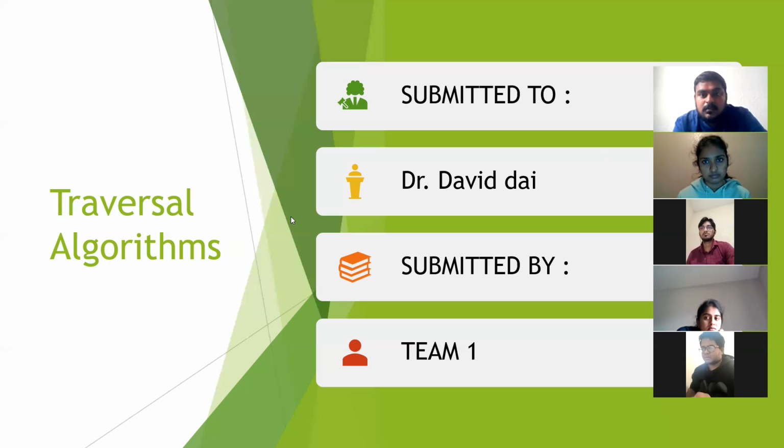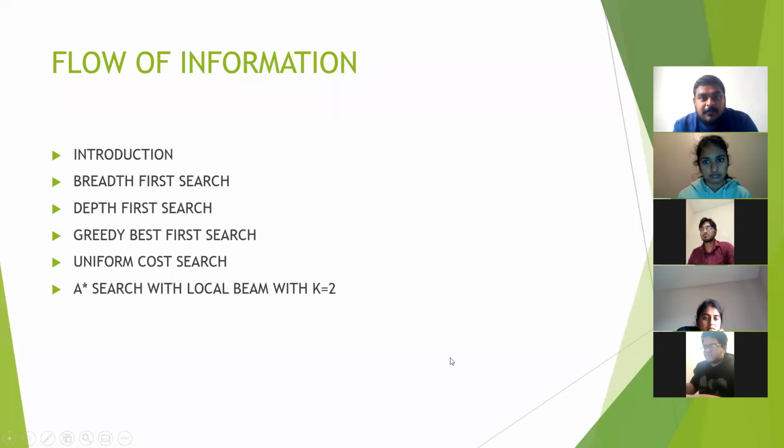Coming to the next slide. These are the flow of the information we are presenting today. This is the introduction, breadth first search, depth first search, greedy best first search, uniform cost search, and A-star search with the local beam with k equal to 2. Coming to the next slide with the introduction.